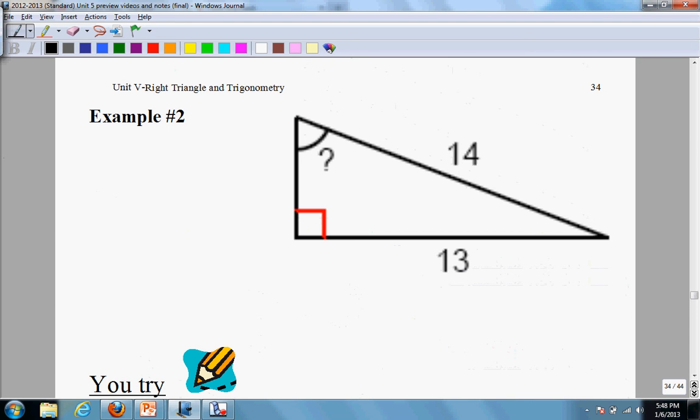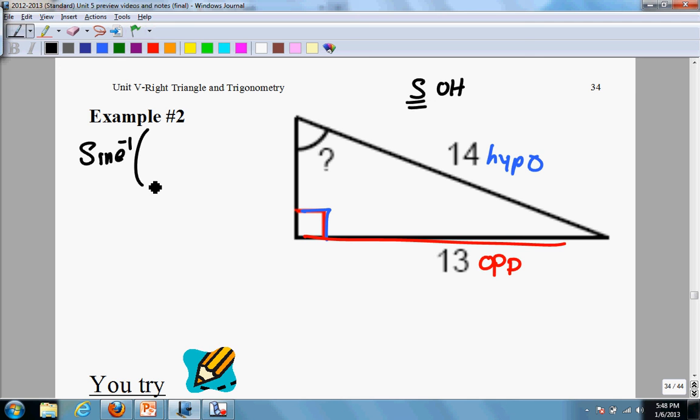Ready? Okay, let's take a look at this one. This one, we have the hypo and the opposite, and we want the angle. So this is an OH combination, which I know is sine, so I write it out. Inverse sine, opposite over hypo, gives me the angle. Inverse sine, our opposite is 13 over hypo 14, gives us the angle.